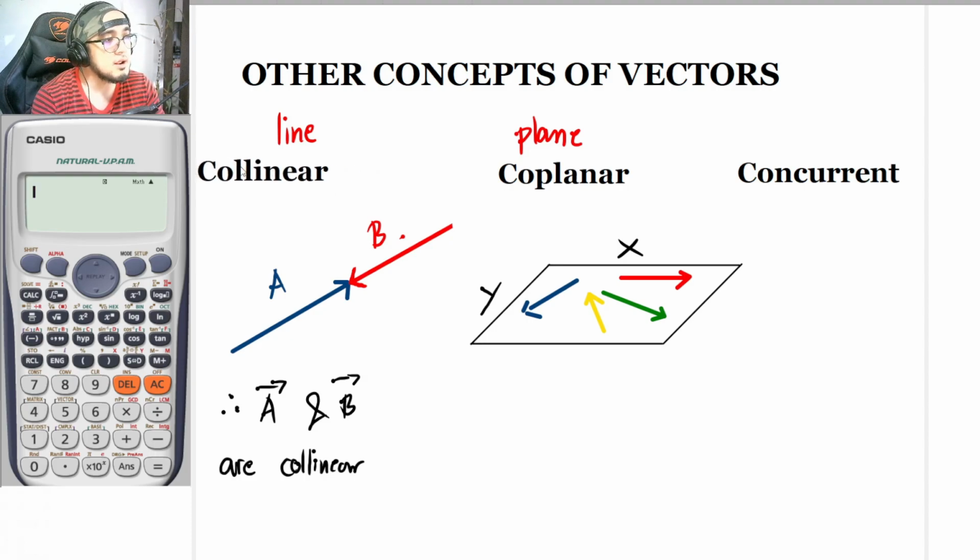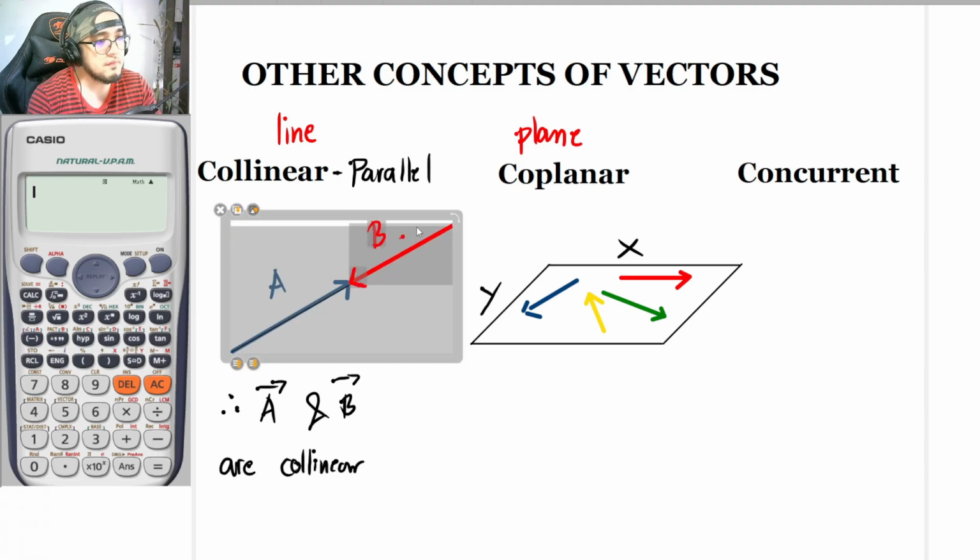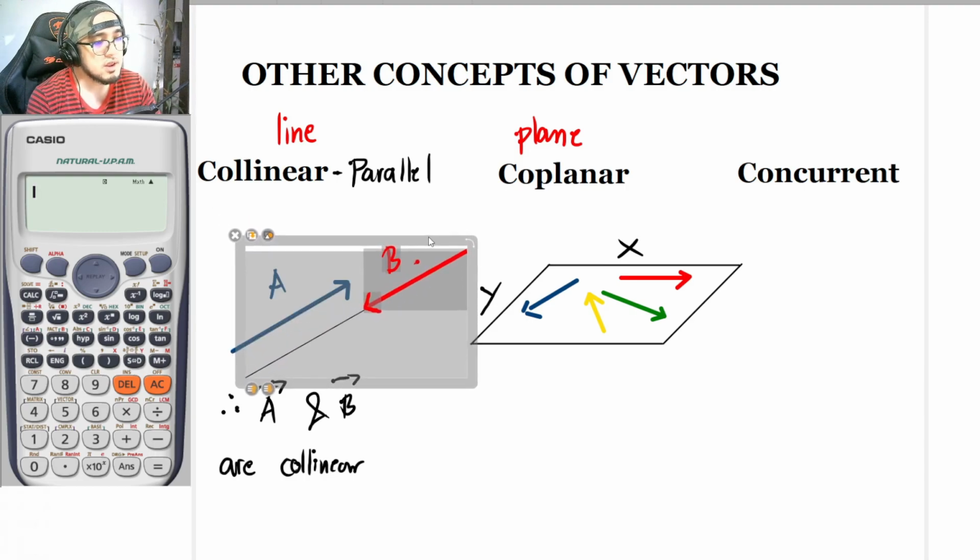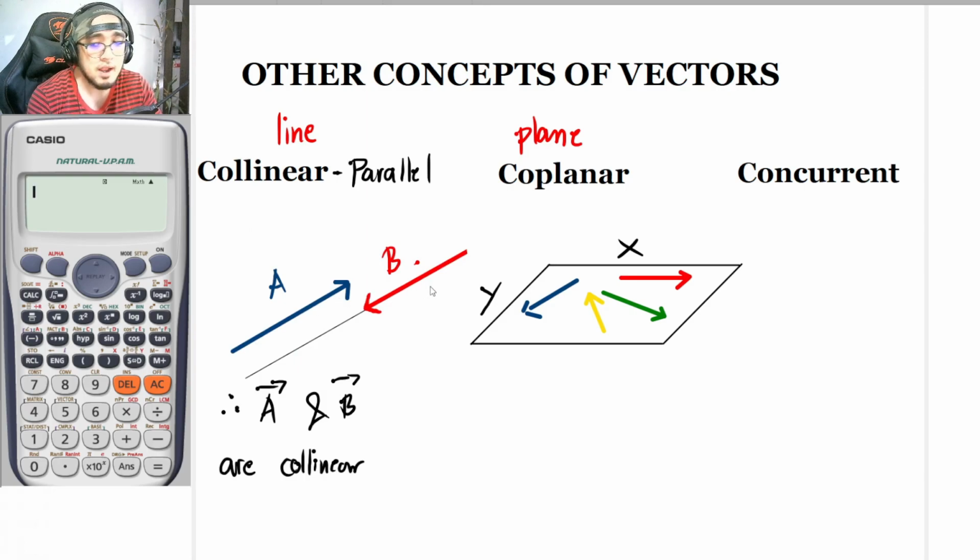By the way, guys, here in collinear vectors, we can actually call this collinear parallel lines. If you move this line here to this point but they are still parallel, for example, when we say parallel, they share the same slope. So if they are parallel to each other, they are still considered collinear parallel lines.